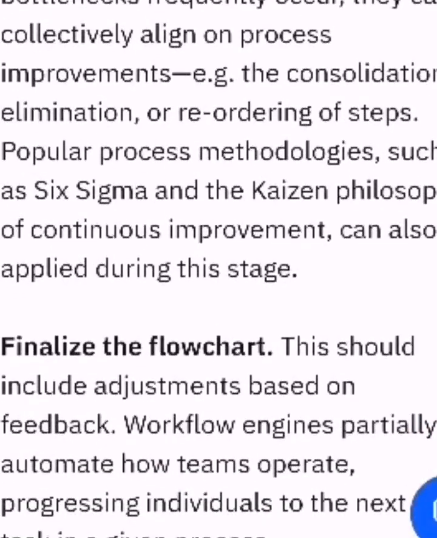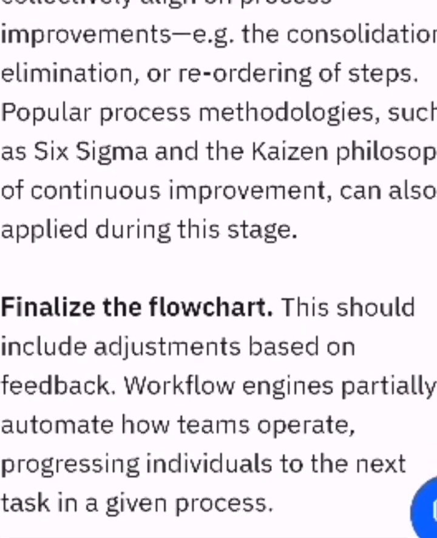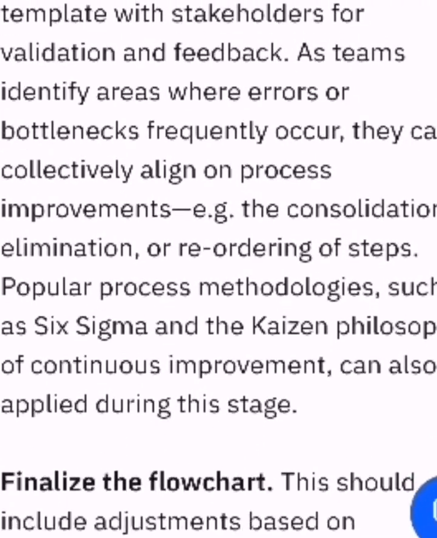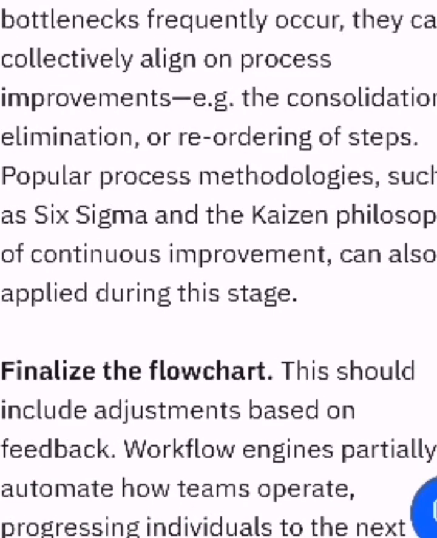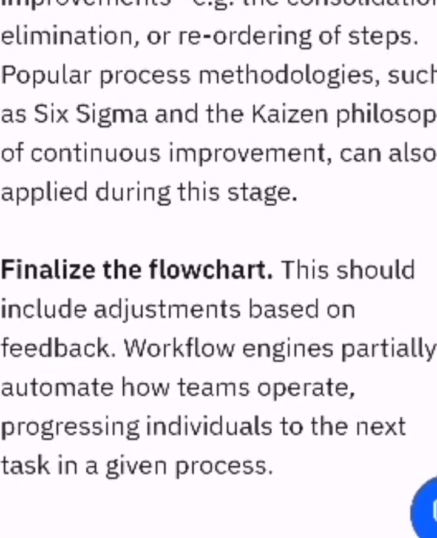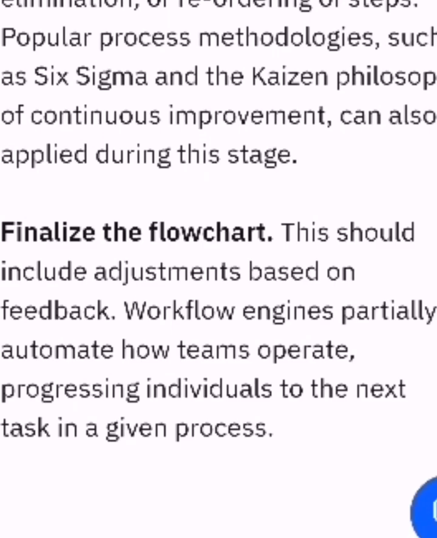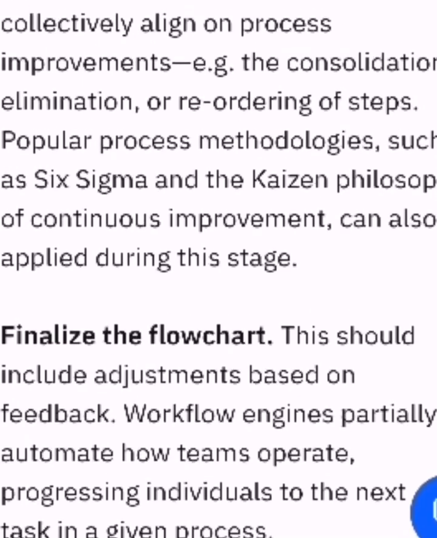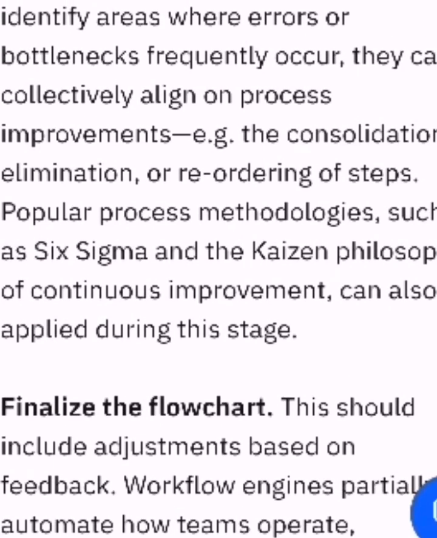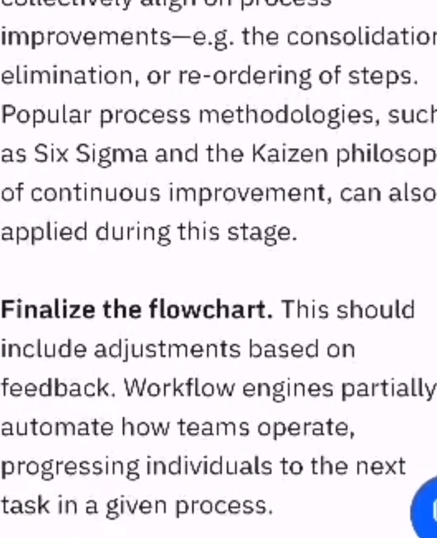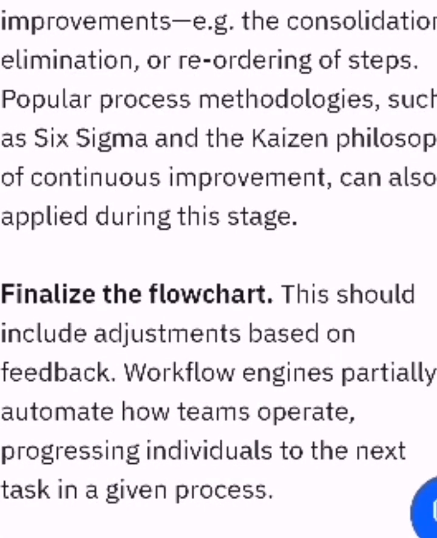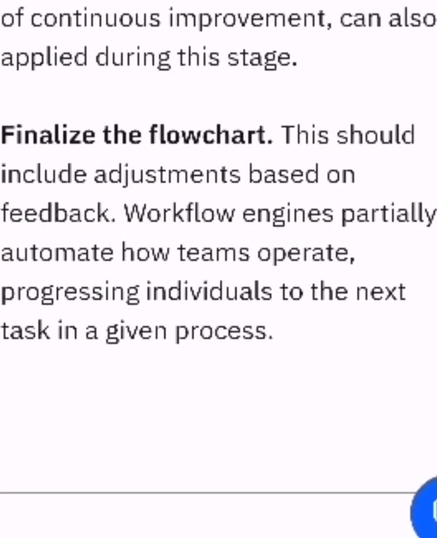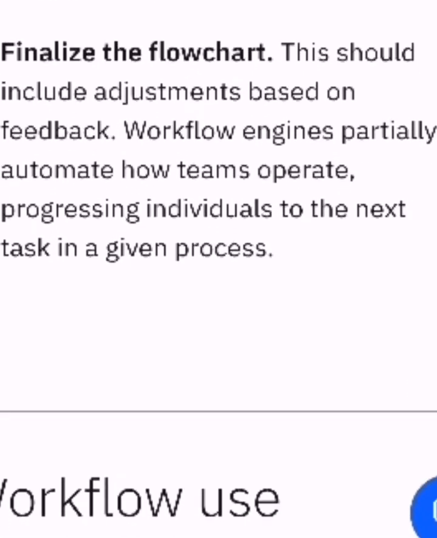Number 5 is get feedback. Review this workflow template with stakeholders for validation and feedback. As teams identify the areas where errors or bottlenecks frequently occur, they can collectively align on process improvements, for example, the consolidation, elimination, or reordering of the steps. Popular process methodologies such as Six Sigma and the Kaizen philosophy of continuous improvement can also be applied during this stage.